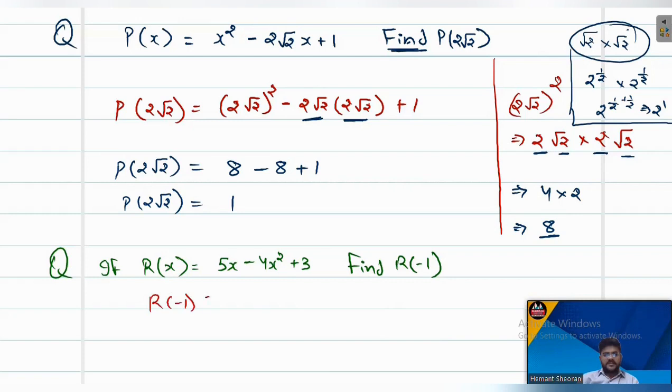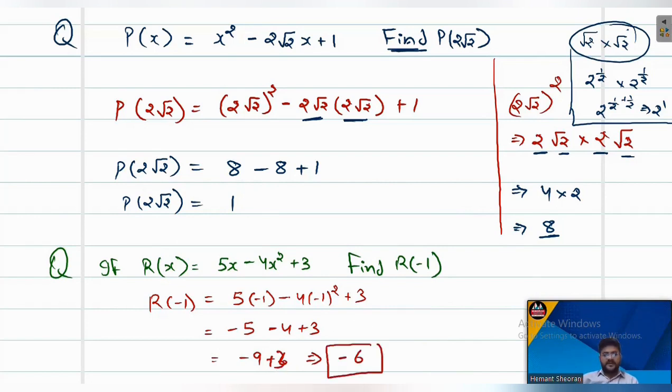Okay, let's see, if we put negative 1: 5 times negative 1 minus 4 times negative 1 whole square plus 3. So 5 times negative 1 is just a negative 5. Negative 1 square is a positive 1. Positive 1 times negative 4 is a negative 4, plus 3. So negative 9 plus 3, and then negative 6 it will give you. You were saying negative 6, I think.